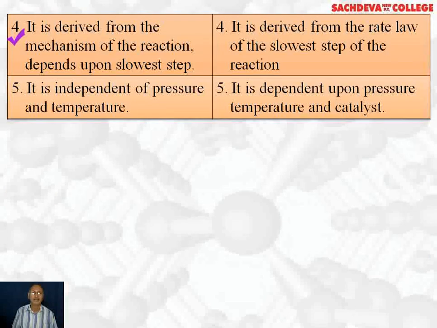Molecularity is derived from the mechanism of the reaction, depends upon the slowest step, and each step of the reaction has its own molecularity; each step of the reaction is called an elementary step. Order of reaction is derived from the rate law of the slowest step of the reaction. Molecularity is independent of pressure and temperature, but order of reaction is dependent on pressure, temperature and catalyst.